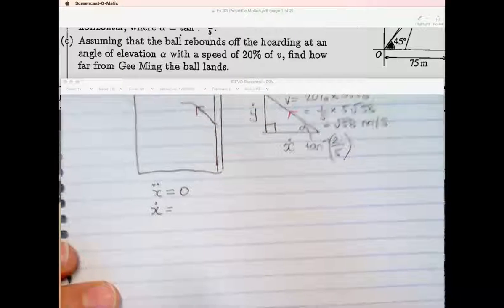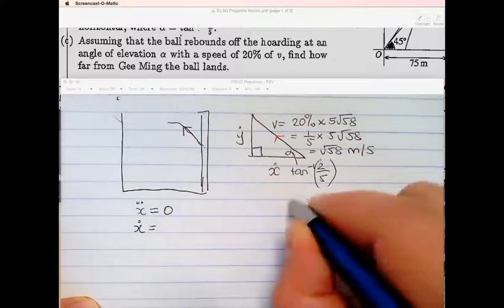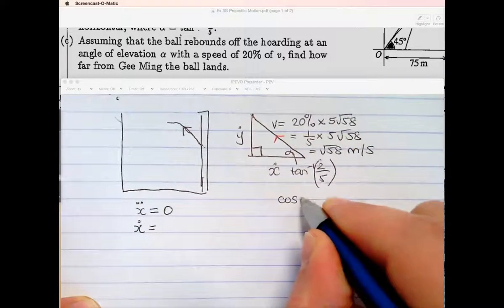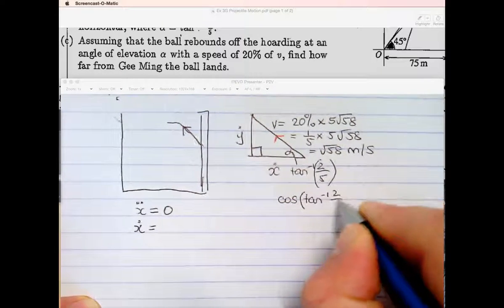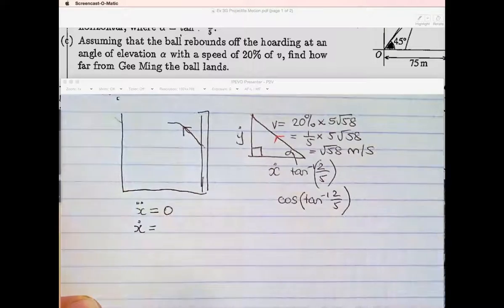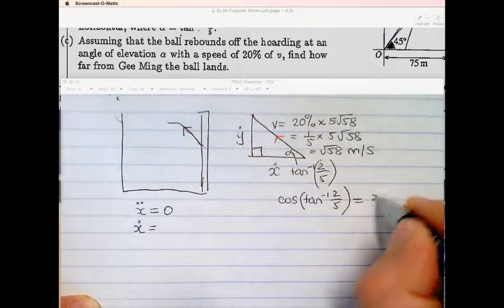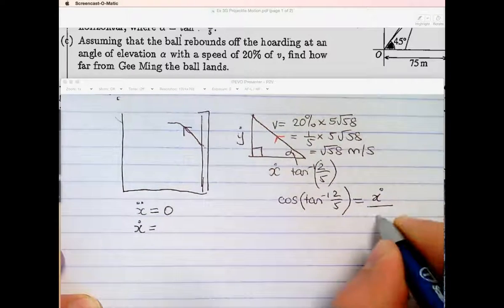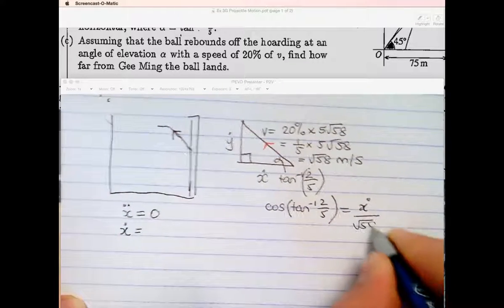All right, X dot equals, what do we got? We haven't worked them out. Let's do them. I'm just seeing how you're going to do this. Cos of tan to the minus 1 of 2/5 equals X dot on root 58. Can I put that in our X dot? You probably could. I'll just show you how to do it in a minute.